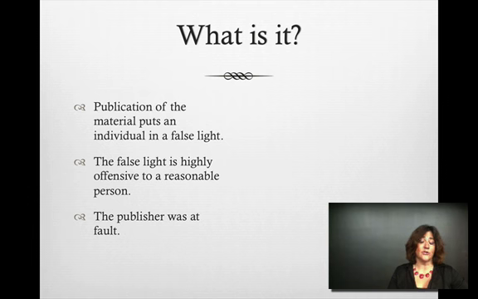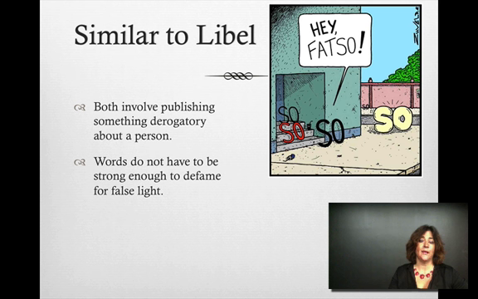Now, you may notice there's some similarities here to something else that we're talking about, and that's libel. So let's take a look at how it's similar and how it might be different. The way that it's similar to libel is both of them involve publishing something that is derogatory about someone. However, in false light, the words do not have to be significant enough to defame them.